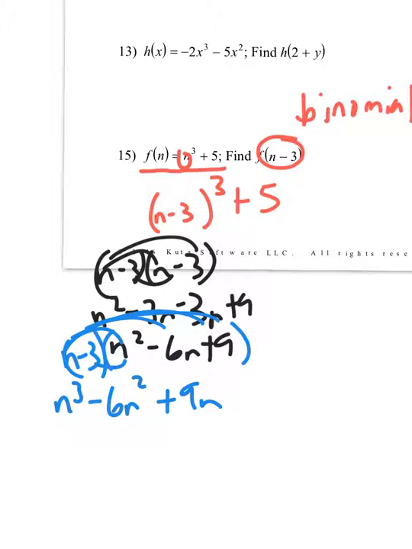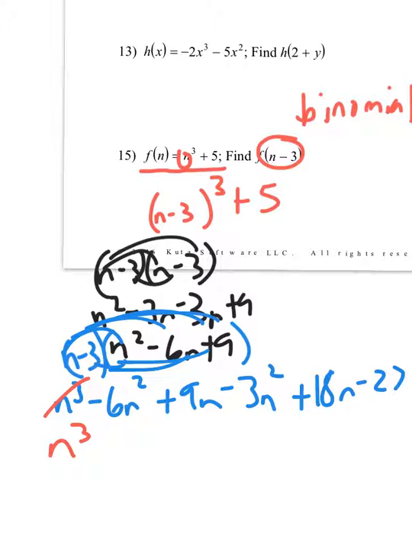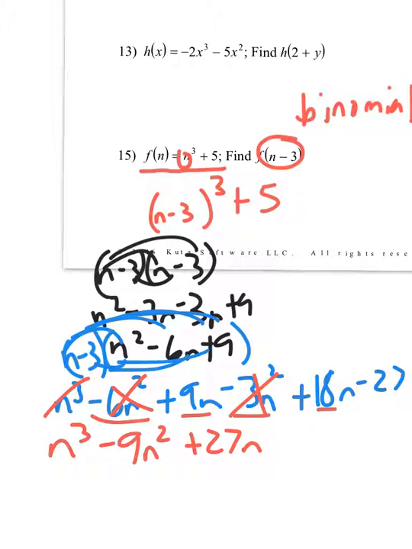Then I'm going to distribute my negative 3 to the trinomial. So it's negative 3n squared plus 18n minus 27. So now I'm going to combine like terms. So I have n cubed. I'm going to combine my n squared terms here to minus 9n squared. So I took care of those. I'm going to combine my n terms to 27n and then minus 27.